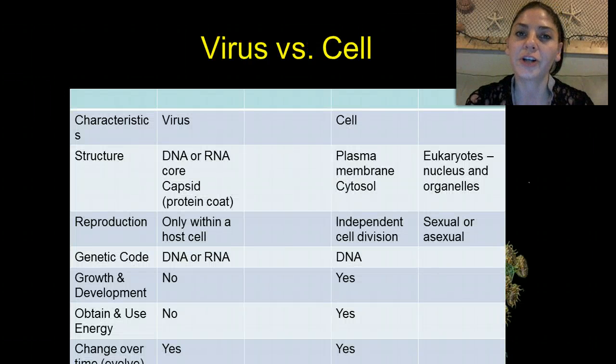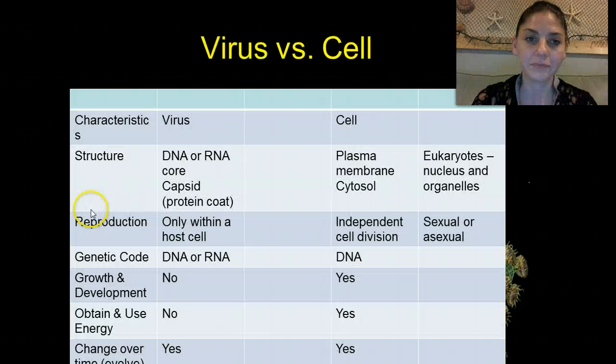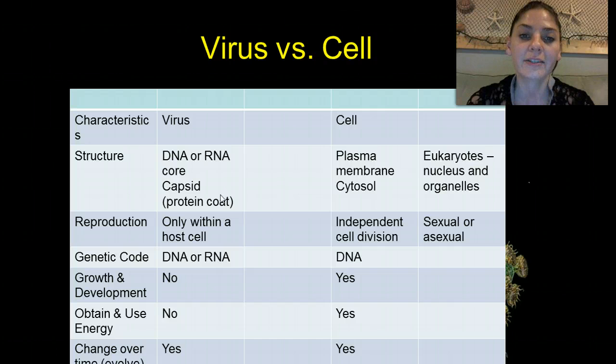This is something you might want to jot down into your notebooks, making a table like this. This is comparing a virus to a cell. Here are the characteristics. For structure, the virus is composed of either DNA or RNA, and it has a capsid, which is a protein coat. Cells have a plasma membrane and cytosol. Eukaryotic cells in particular have a nucleus as well as membrane-bound organelles like Golgi bodies, the endoplasmic reticulum, chloroplasts in plant cells, and mitochondria, all of those different types of organelles that help the cell function.